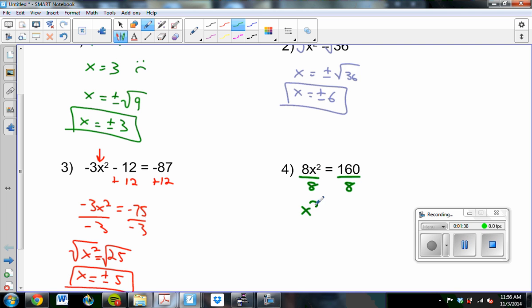Number 4, I'll divide both sides by 8. That gives me that x squared equals 120. Then I take the square root of both sides. Now I don't actually know what the square root of 120 is, because it's not going to be a whole number.